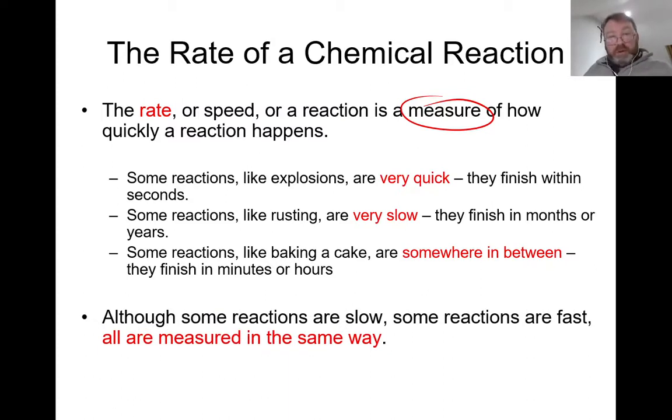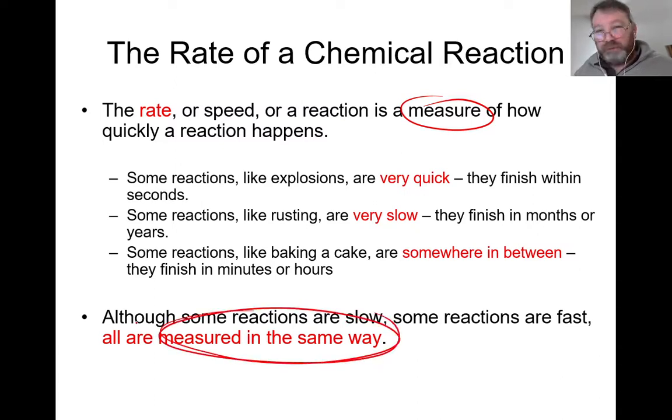So although reactions are classified as being slow or being quick or being somewhere in between, the rate of a chemical reaction is measured in the same way. So it doesn't matter what chemical reaction we're undergoing. You will measure the rate of the chemical reaction in the same way. And I hear you ask, how do I measure it? The answer is you'll be measuring quantity, whether it's a gain or a loss, over the time taken to gain or to lose. That's it, okay?